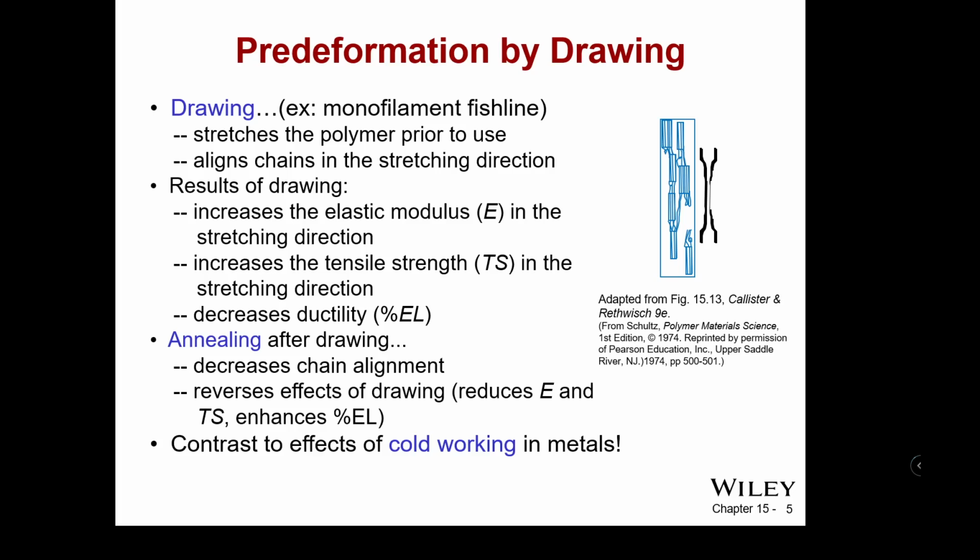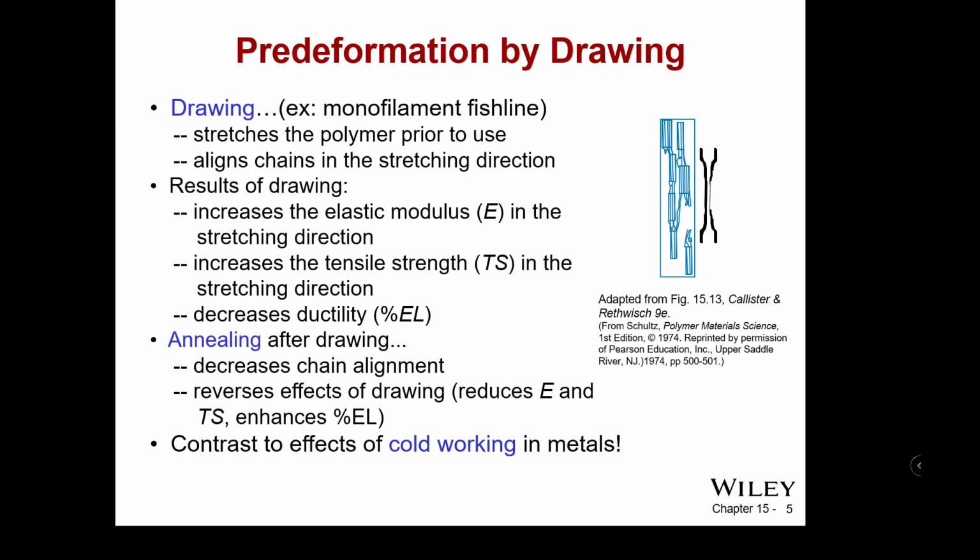So there is sometimes a method, for instance, like fishing line, a monofilament fishing line, stretches the polymers prior to use and aligns the chains in the stretching direction. What that does is that increases the elastic modulus in the stretching direction. That increases the tensile strength in the stretching direction, but it decreases ductility. So it's more elastic, but a lot less ductile. So it's not going to be flexible and want to bend very well. So it's going to be brittle in that sense.